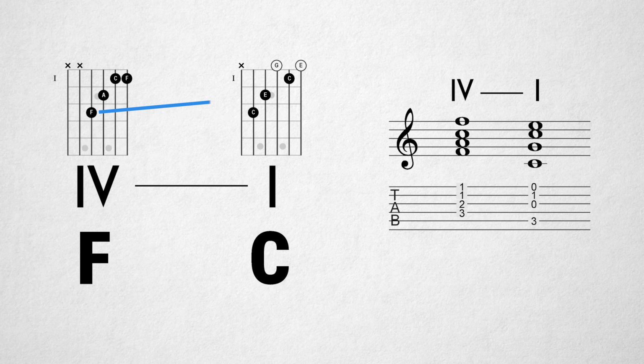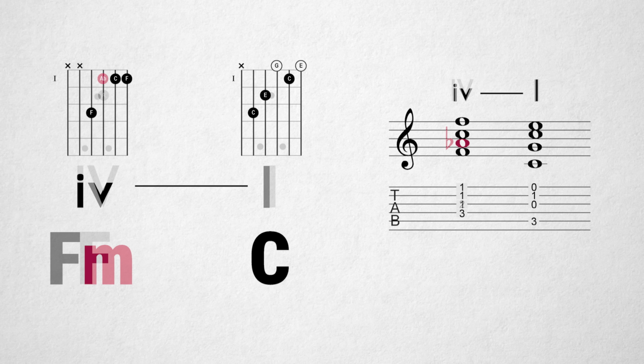Now also the root F of the F major chord is a leading tone to the note E, the major 3rd of the C major chord. Second, the note C is a common note in both chords. And third, and this is specific for the minor 4 chord, the minor 3rd of the minor 4 chord is a leading tone to the 5th of the 1 chord, or the tonic. So, in C major, the note A flat of the F minor chord descends a semitone to the note G of the C major chord.